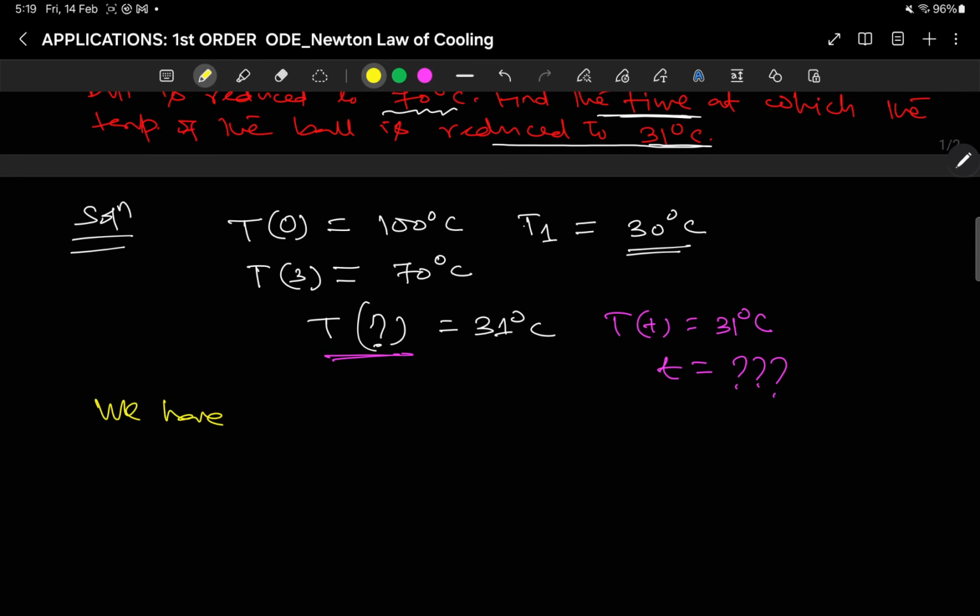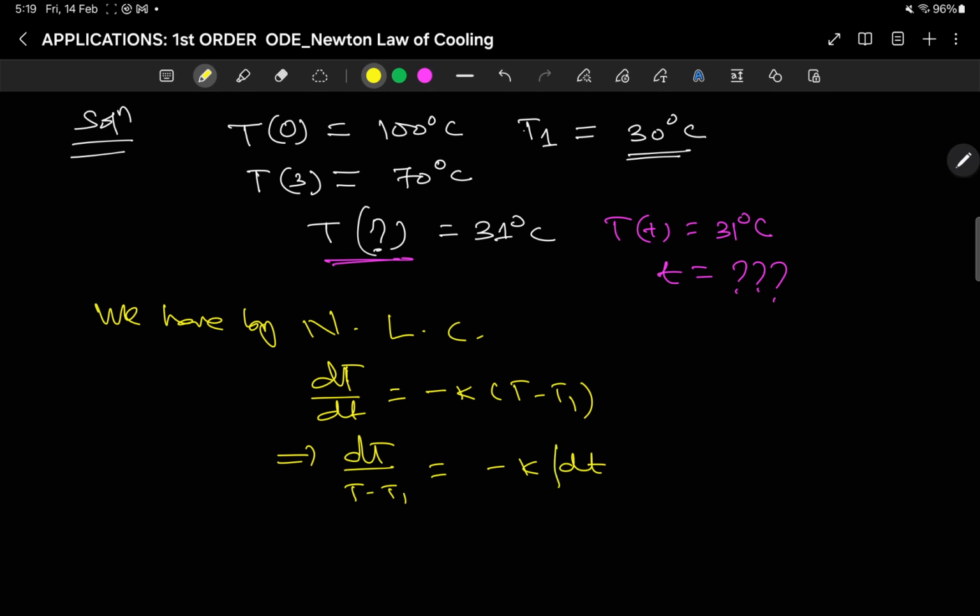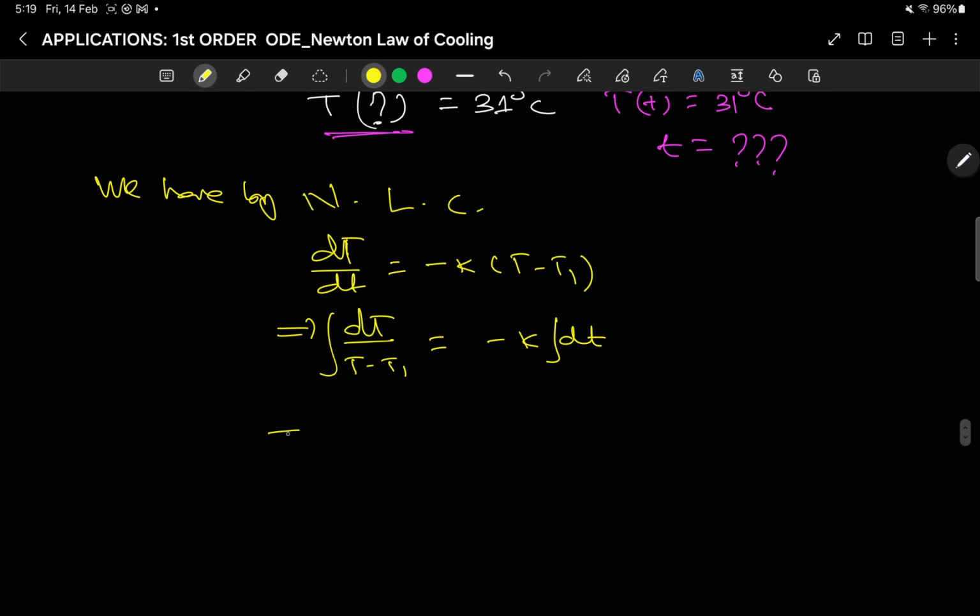We have, by Newton's law of cooling, dT/dt is minus k times (T minus T1). So that means dT by (T minus T1) is minus k dt. Okay, so this implies ln(T minus T1) is minus kt plus ln C.